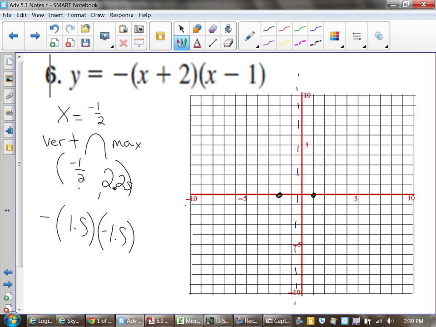What I did here is I substituted negative half into this. Negative half plus 2 is 1.5. Negative half minus 1 is negative 1.5. I'm going to do negative half because that's your vertex. All right. So 2.25, it's about here-ish, and it's a matter of getting your symmetric twins.